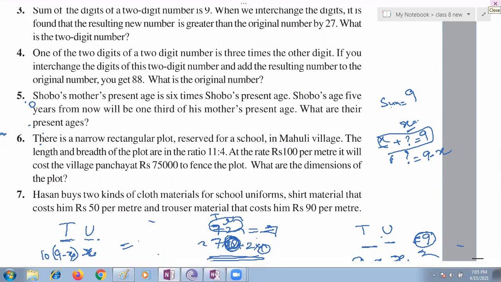What are the conditions? First, you check your conditions. What are the different conditions given? There are the original number and the reversed number. One of the two digits of a two-digit number is 3 times the other digit. Suppose you take one digit as a, what is the other digit?